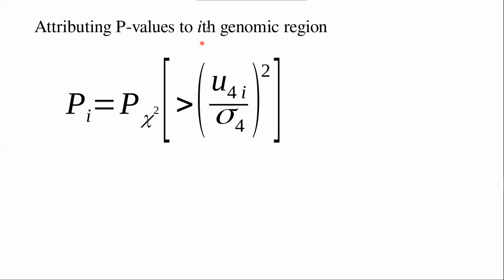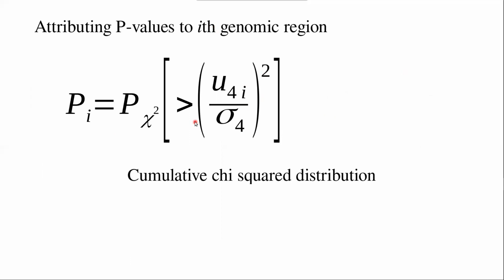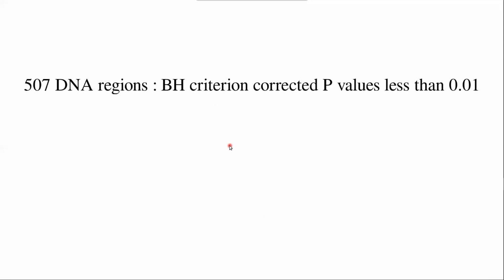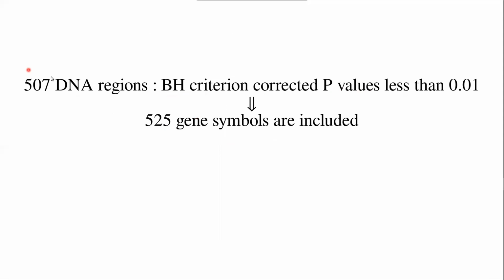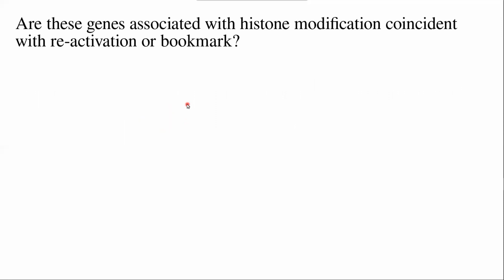Then the p-values attributed to the ith genomic region are computed using this function. This is the cumulative chi-square distribution. This means we have assumed that u_i, which is attributed to genomic regions, is always Gaussian. The p-value is computed using the cumulative chi-square distribution. Then 507 DNA regions are selected because their Benjamini-Hochberg criterion corrected p-values are less than 0.01. Then we count how many gene symbols are included in the selected 507 DNA regions, and I found 525 gene symbols. First, we check whether the selected 525 genes are really coincident with the reactivation or bookmark process.